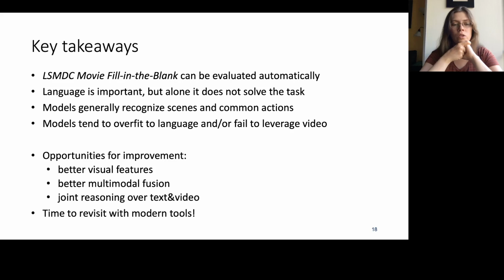So I think this opens interesting opportunities for improvement, to see whether we can use better visual features, develop better fusion techniques, and jointly reason about text and video, because some of these tasks can be fairly nuanced, where we really need to align the video and the sentence to understand the answer. So I think it's time to revisit this challenge with modern tools to see how far have we come in the last couple of years.